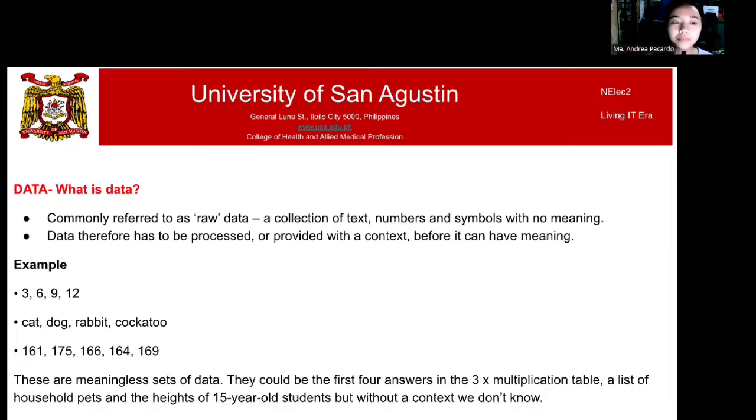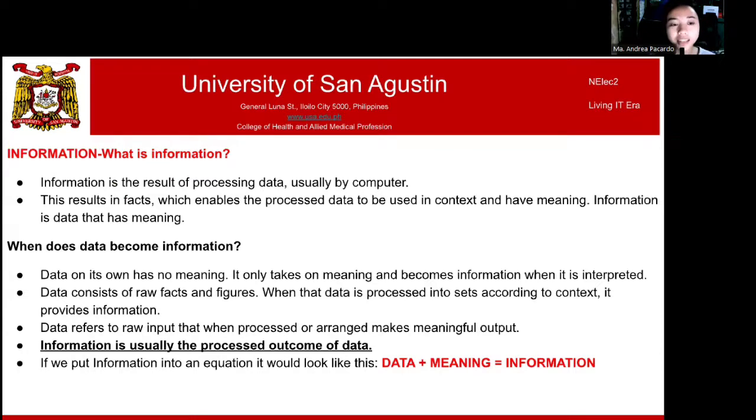In the next slide, here is information. So what really is information? It is the result of processing data, usually by computer. This results in facts, which enables the processed data to be used in contexts that have meaning. So simply put, information is data that has meaning.